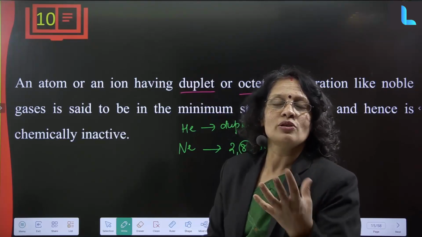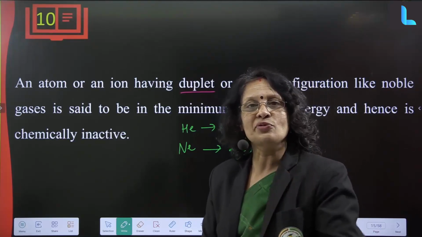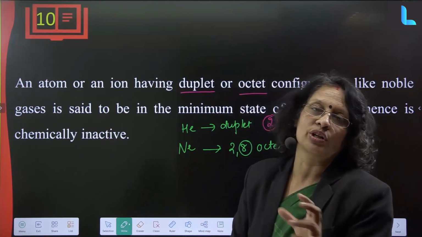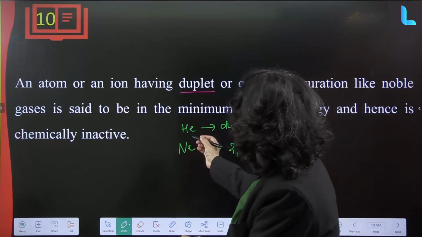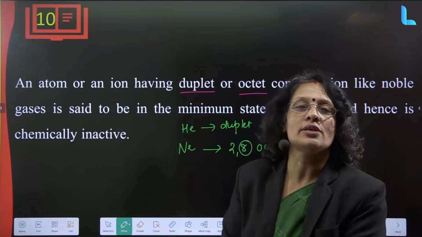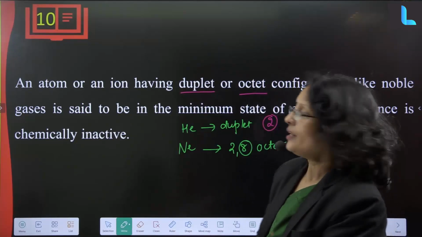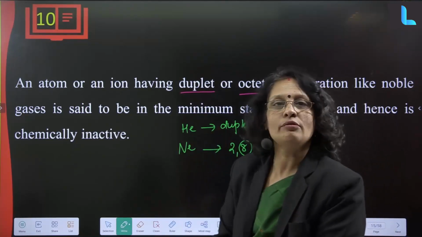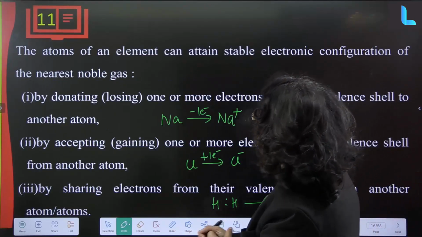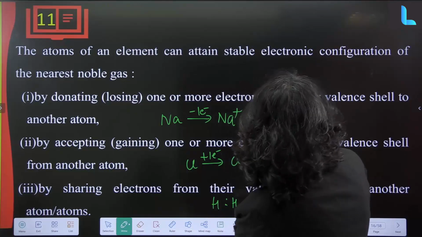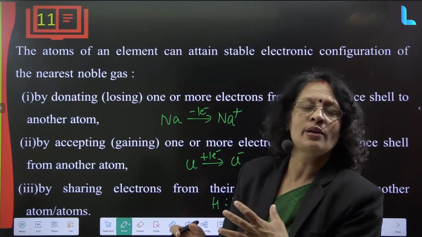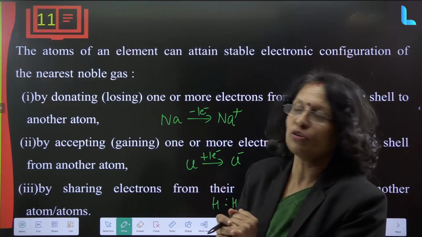Why are they non-reactive? Because their outermost configuration is satisfied, so they don't lose or gain electrons, and they do not take part in chemical combination. Helium, neon, argon, radon, krypton, xenon, all noble gases have octet completed, except helium. Helium has duplet completed because the atomic number of helium is small. Now the atom of an element can attain the stable configuration of the nearest noble gas. How? By loss of electrons or by gain of electrons.